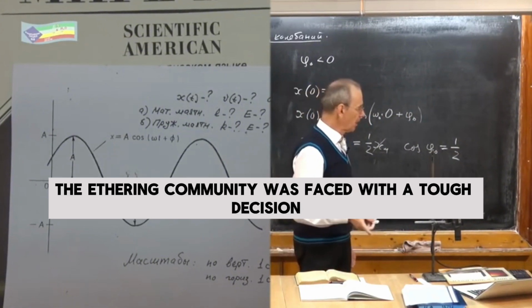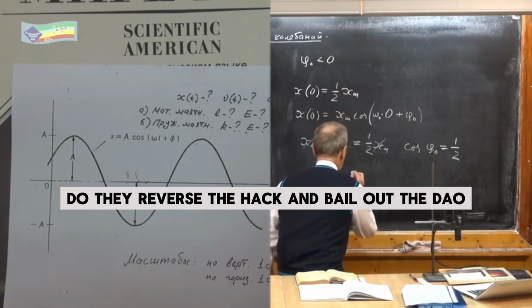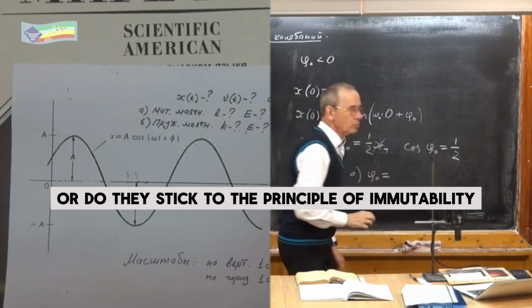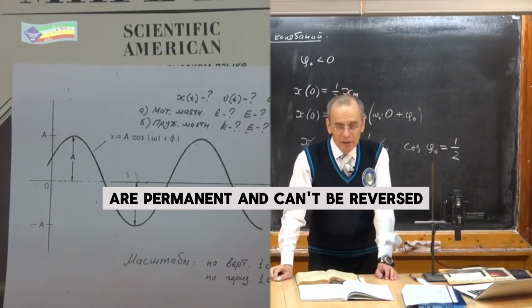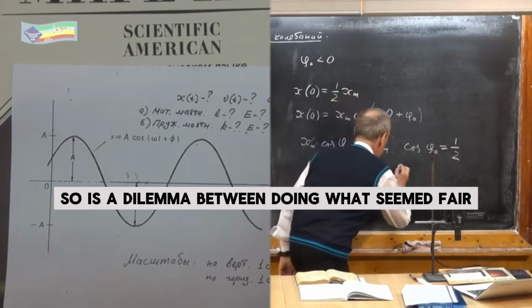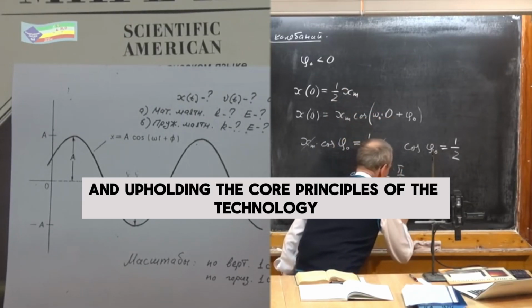Well, the Ethereum community was faced with a tough decision. Do they reverse the hack and bail out the DAO, or do they stick to the principle of immutability, which means that transactions on the blockchain are permanent and can't be reversed? So it was a dilemma between doing what seemed fair and upholding the core principles of the technology. Exactly.